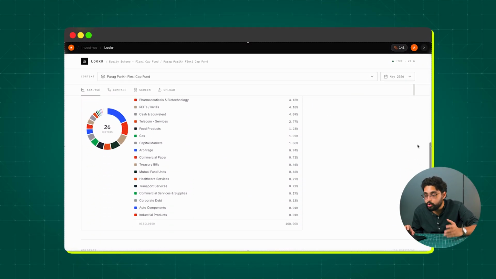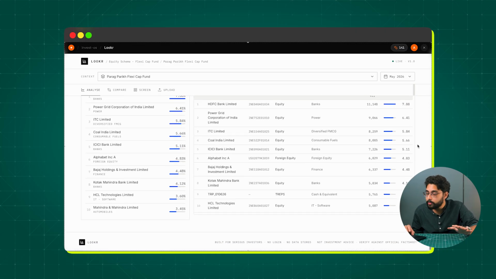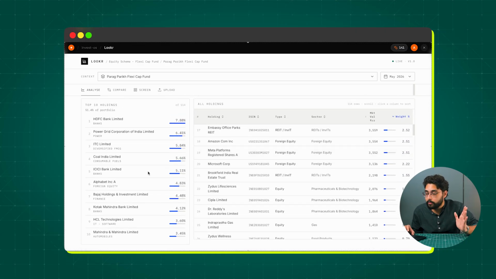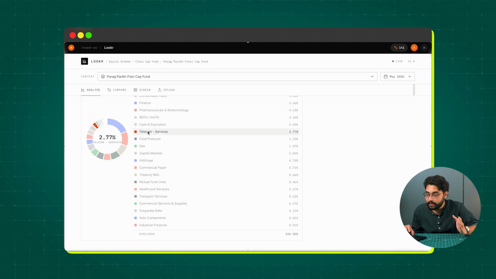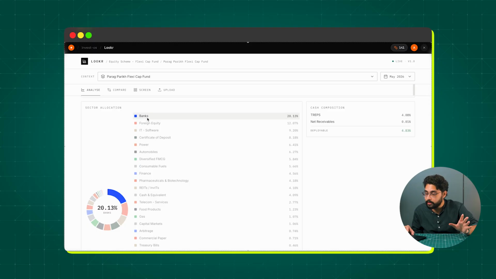A normal person could not assemble this by hand. You would be hunting down the right month's file from the right fund house, fighting a PDF, doing the math yourself, and probably getting it wrong. Now it's one click, and the numbers are real because the AI was never allowed to touch them.